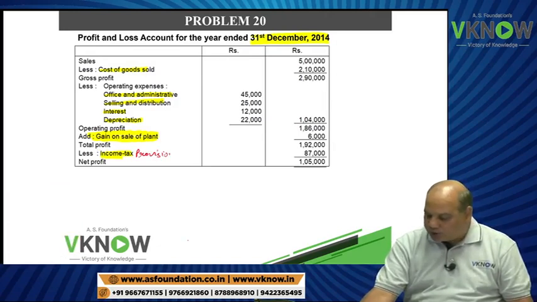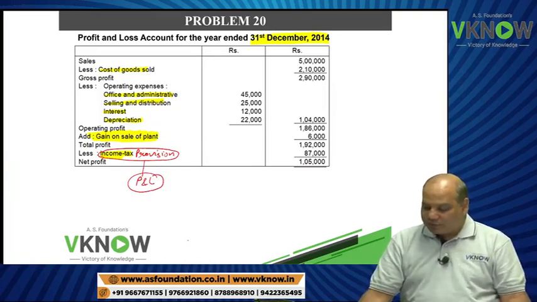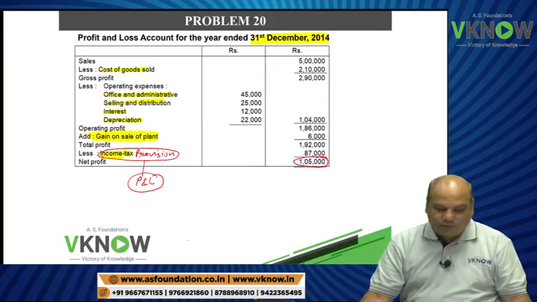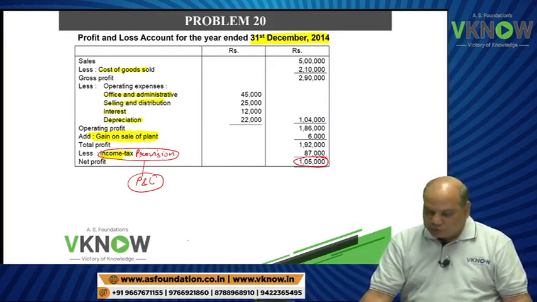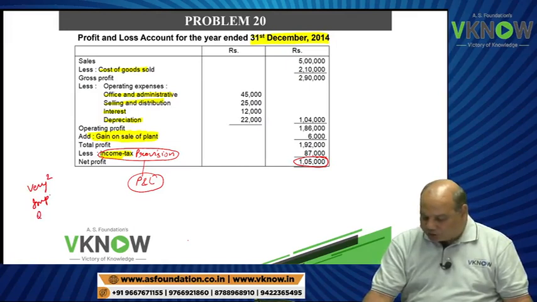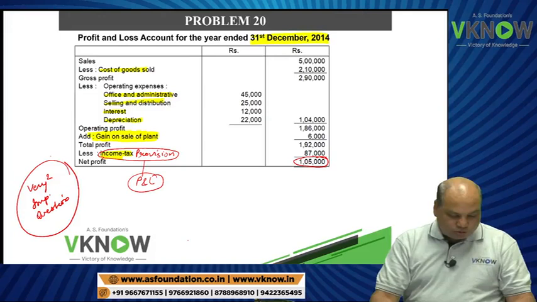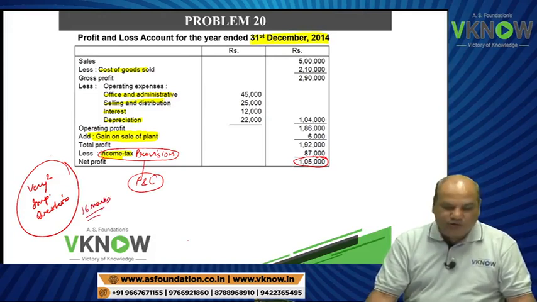This is income tax provision. This is not amount paid. This is amount transferred to P&L account. This is not equal to paid necessarily. And then finally the net profit for the year is 1,05,000. So this is about the P&L account. First of all, note down this very important question, because this question was asked in earlier exams for something like 16 marks.